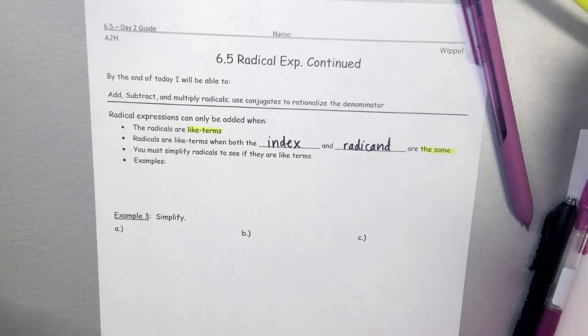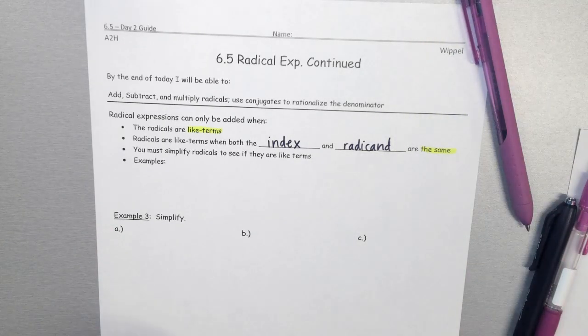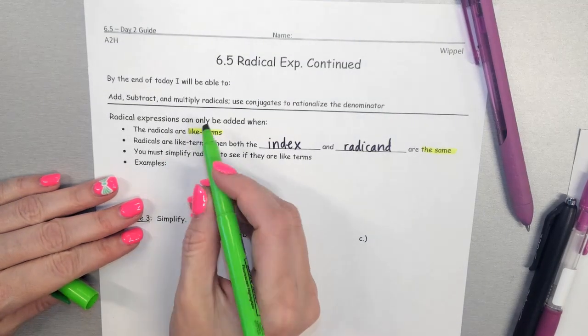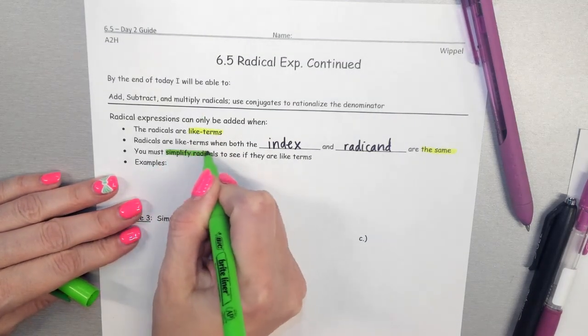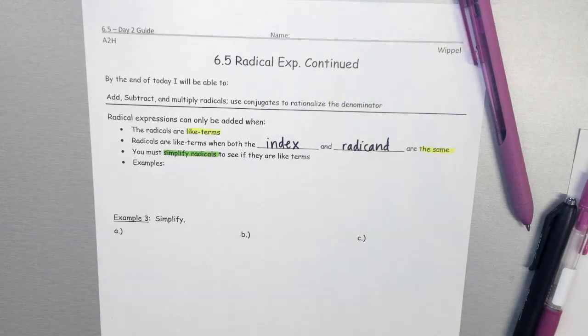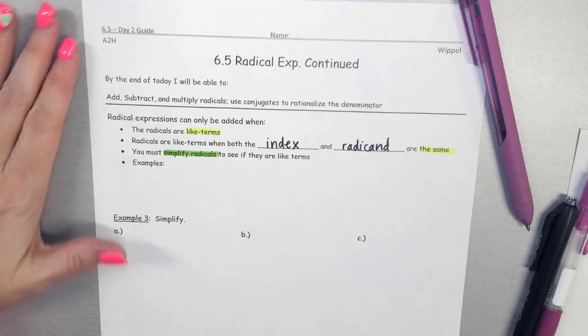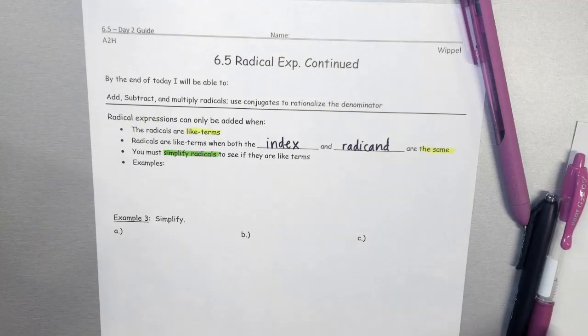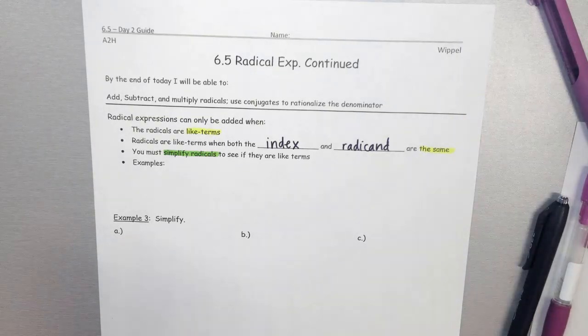You also must simplify radicals to see if they are like terms, because sometimes they might not look like it right away, but then when you simplify, when you take out those perfect values, you can add them together. So we're going to do a few quick examples of those.